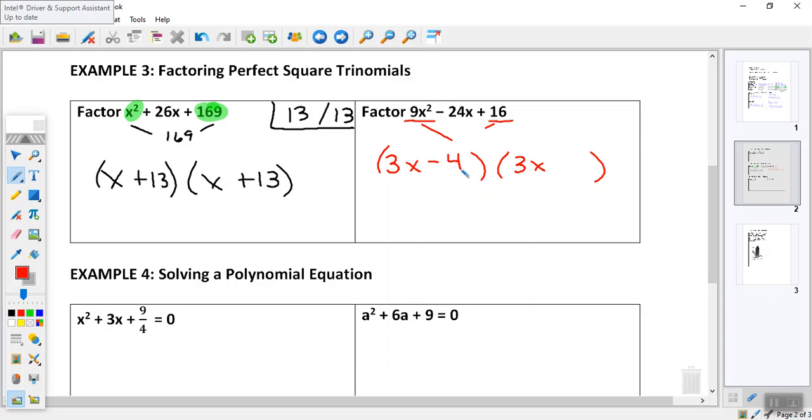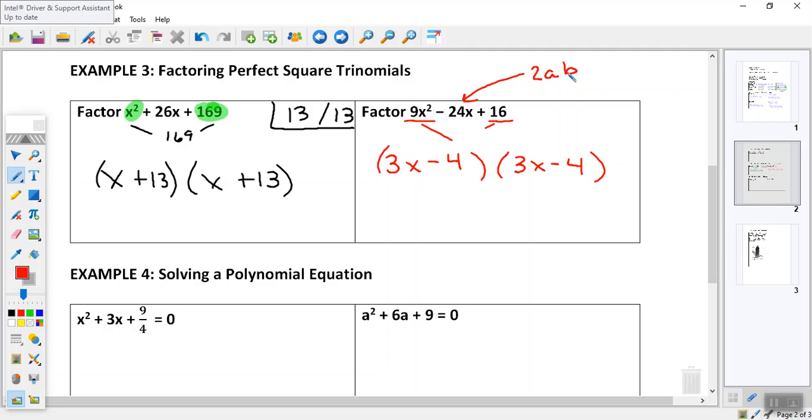Now, kids, here's the deal. This term has to be 2 times a times b. Right there from that special formula. Guys, the a value is 3x. What's 3x times negative 4? Negative 12. Negative 12x. What's negative 12x times the 2 in that part of the formula? Negative 24. Is it right? Sure is, isn't it? Right?